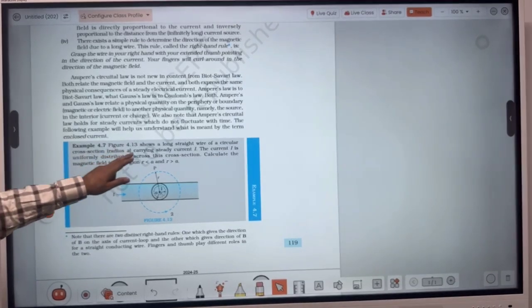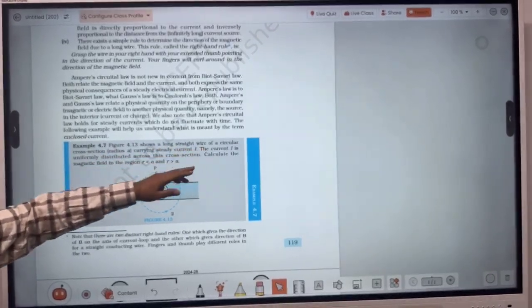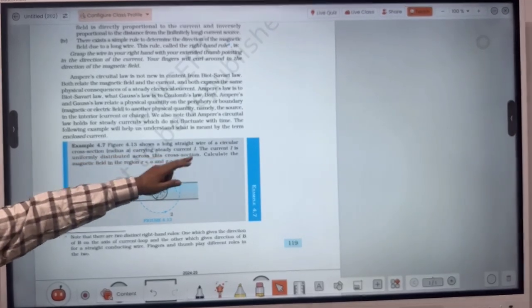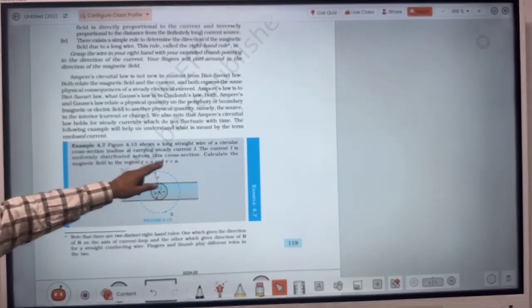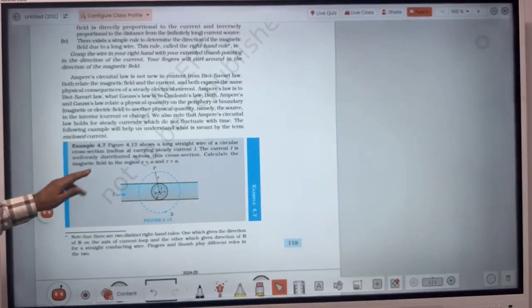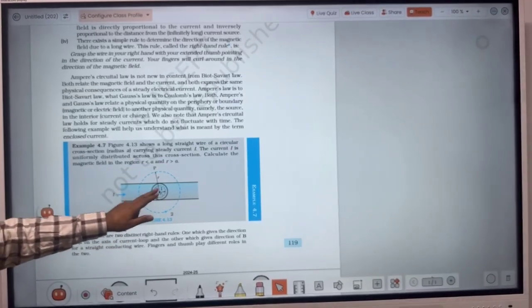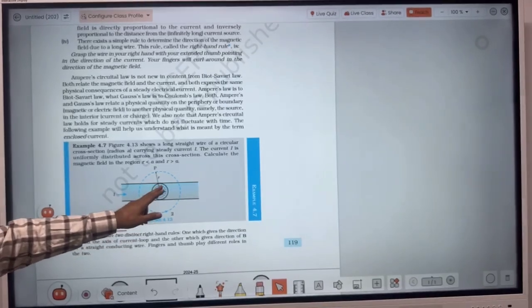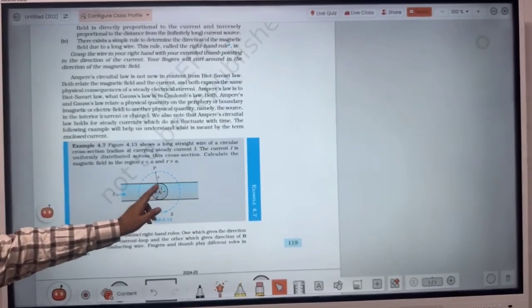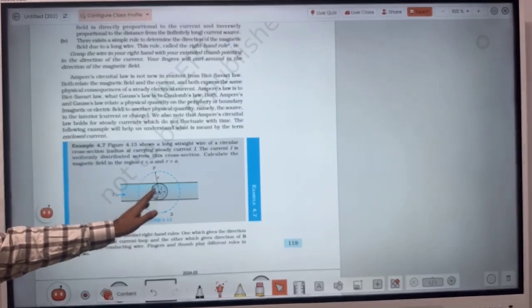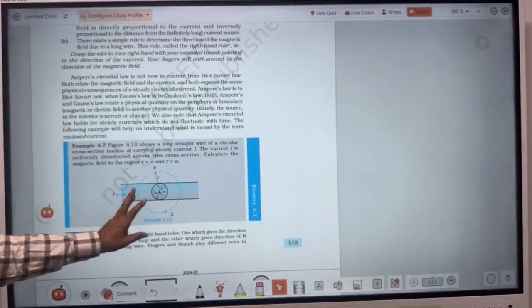Here the question says: a long straight wire of circular cross section radius A carrying steady current I. The current I is uniformly distributed across this cross section. Calculate the magnetic field in the region when r is less than A. R is less than A means what? This total is A, so inside. And r is greater than A means outside.